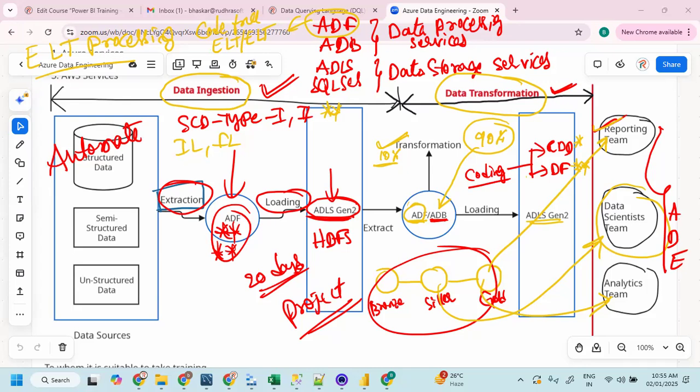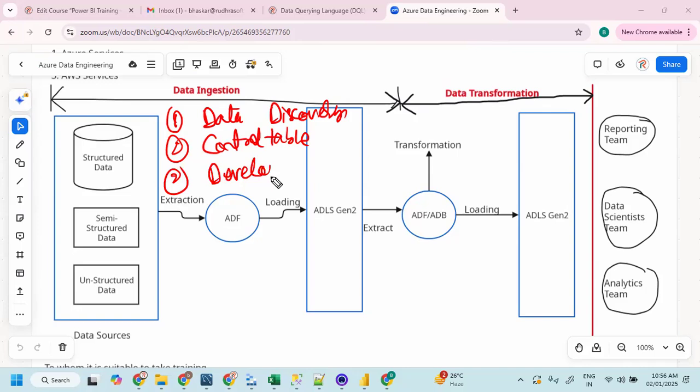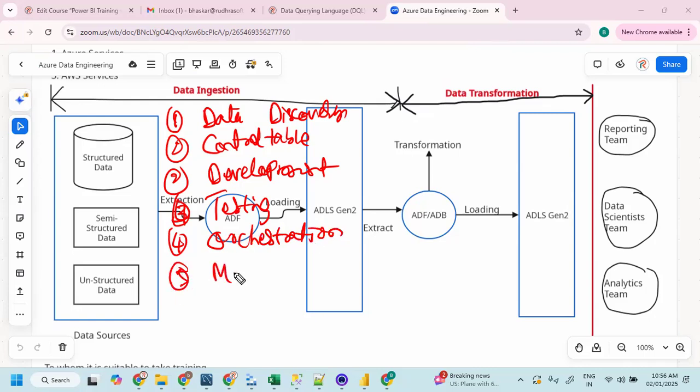So when you start working, how exactly are you going to start it? On what basis are we going to start? What kind of data is there? How can we do the data discovery? Data discovery is important. Then control table entries, development, testing, unit testing, orchestration, and monitoring. These are all the responsibilities of data engineers. Okay, so how exactly we are going to start if we get new development activities, we are going to talk about it.